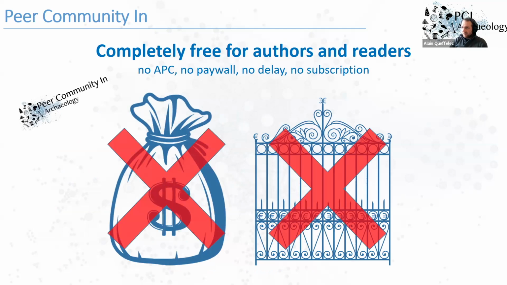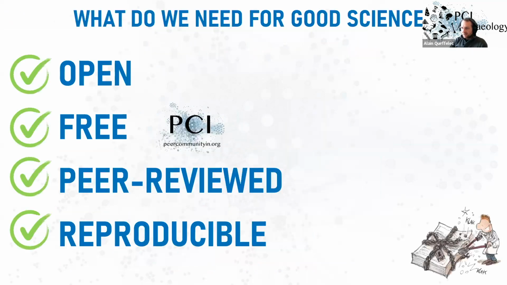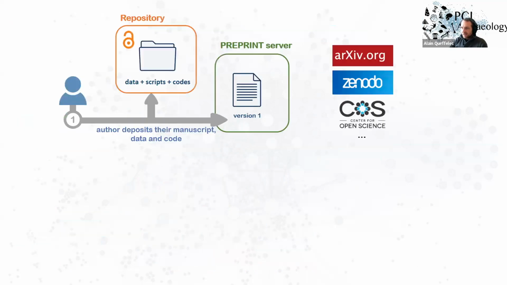So PCI is completely free for authors and readers. There are no APCs, no paywall, no delay, no subscription. It's completely free. So for one of the goals of good science, we're already okay. But how does it work?